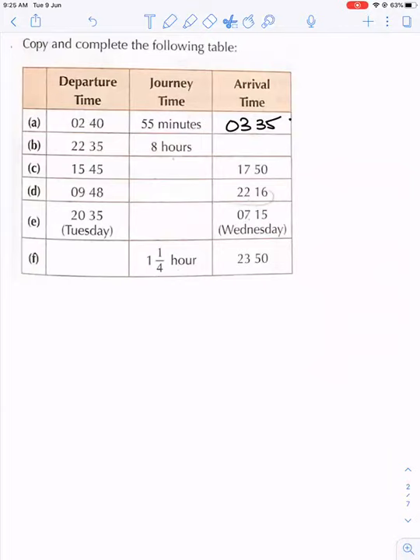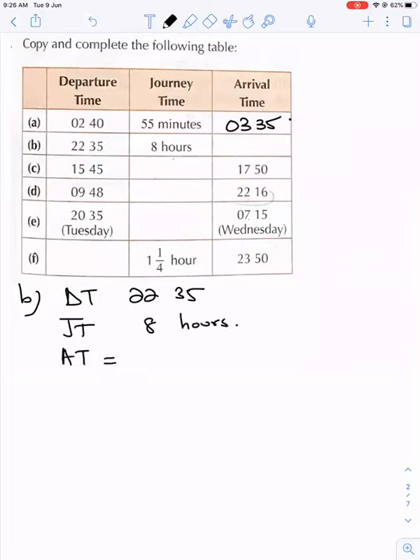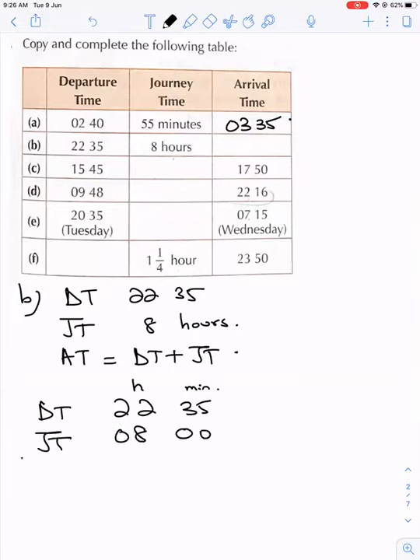In the B part, they give you the data, which is departure time is 22:35 and the journey time is 8 hours. And you're supposed to find out the arrival time. We know the formula for arrival time is departure time plus the journey time. We're going to write down the departure time here, 22:35. This is hours, this is minutes. We will add journey time to this, which is 8 hours, and we're going to add them up together to get the arrival time.